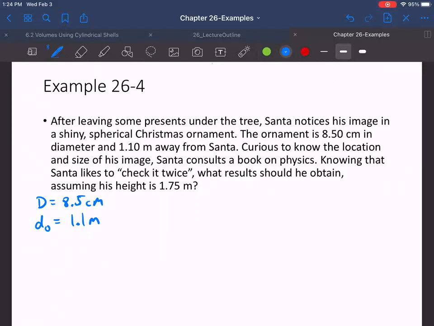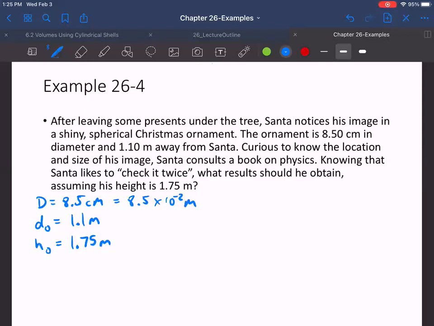All right. Knowing that Santa likes to check it twice, what results should he obtain, assuming his height is 1.75 meters? And so then we'll say object height is 1.75 meters. So we have some stuff in centimeters, we have some stuff in meters. What would we rather work this out in? Meters? So what's 8.5 centimeters in meters? 8.5 times 10 to the negative 2 meters. Good. That's what centi means, right? Times 10 to the negative 2.